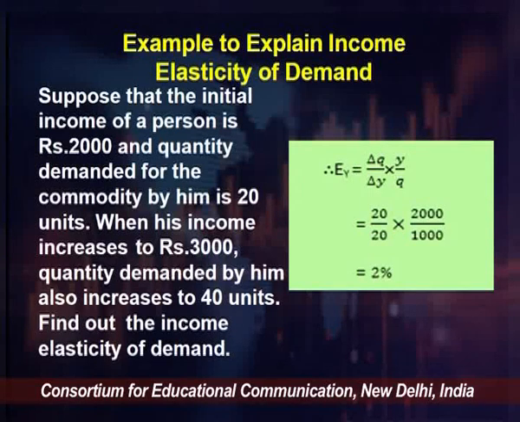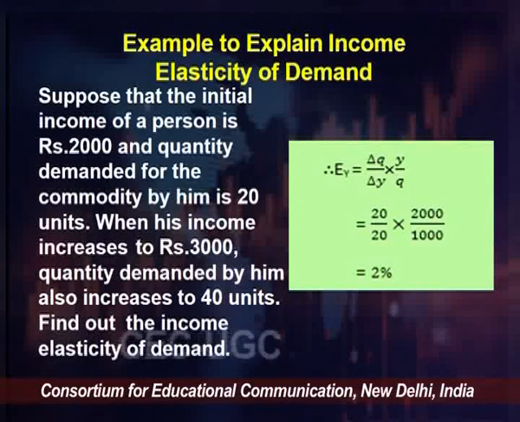Why? Because income and demand have a direct relationship. So as income increases, demand also increases. So what will be the elasticity of demand here? The formula is delta Q. Now what is delta Q? Quantity demanded, initially it was 20. Now, because of the increase in income, it is 40. So delta Q is 20.